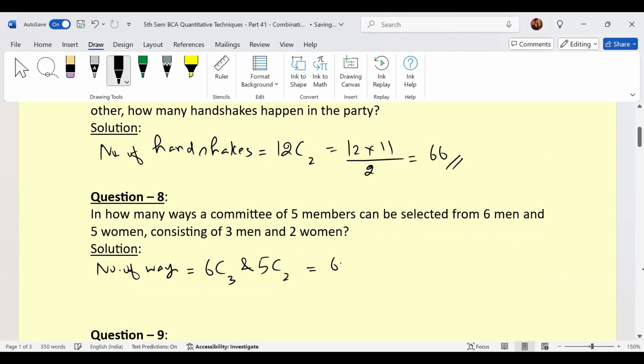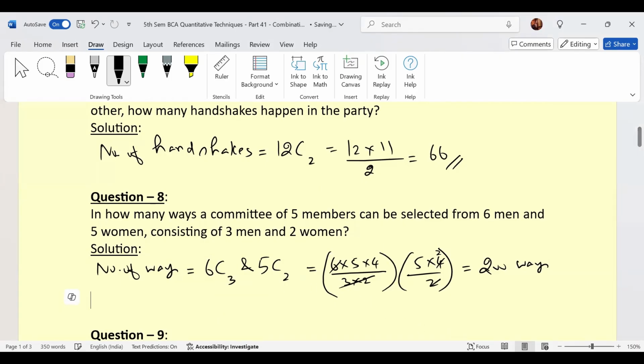So that will be equal to 6 into 5 into 4 divided by 3 into 2, multiplied by 5 into 4 by 2. If we calculate this, this is 20, this is 10. So you get 200 ways. Let us move on to the next question.